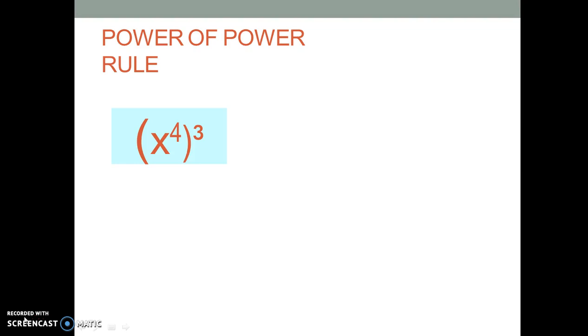What if you have a power of a power rule? So what does this really mean? This really means I have x to the 4th times itself 3 times. So I have x to the 4th times x to the 4th times x to the 4th. Well, how many x's would that totally give me?